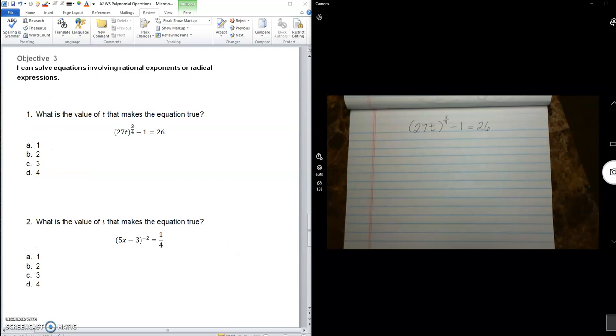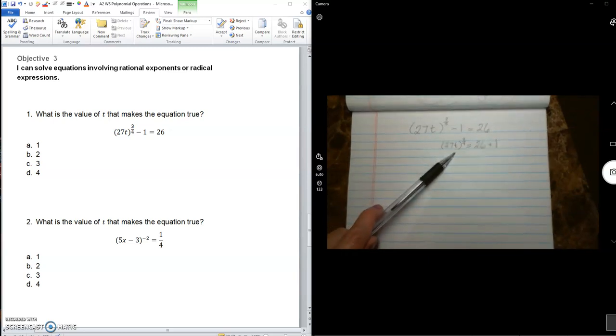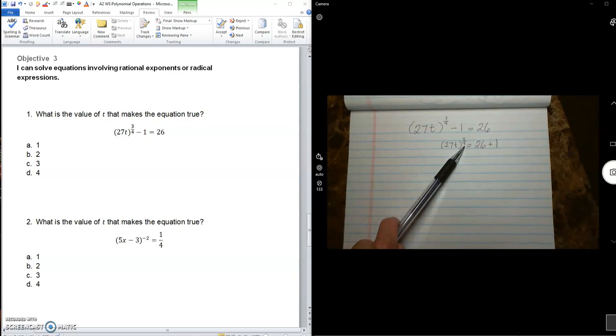Objective number 3, I can solve equations involving rational exponents or radical expressions. Question number 1, what's the value of t that makes the equation true? Whenever you're solving for any variable, your goal is to isolate that variable. And this is how we will do it. Put the negative 1 onto the other side, making it become positive 1. Bring this down. And what you want to happen to the exponent is that you want this to turn into 1. This will only turn into 1 if I raise this whole thing to the power of 4/3, the inverse of 3/4. And whatever you do on this side, you also do on that side.